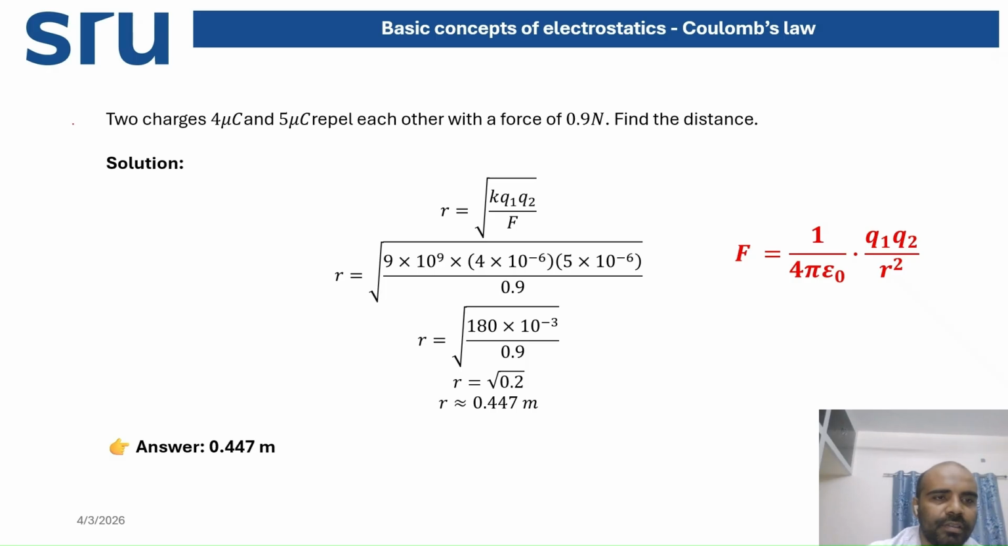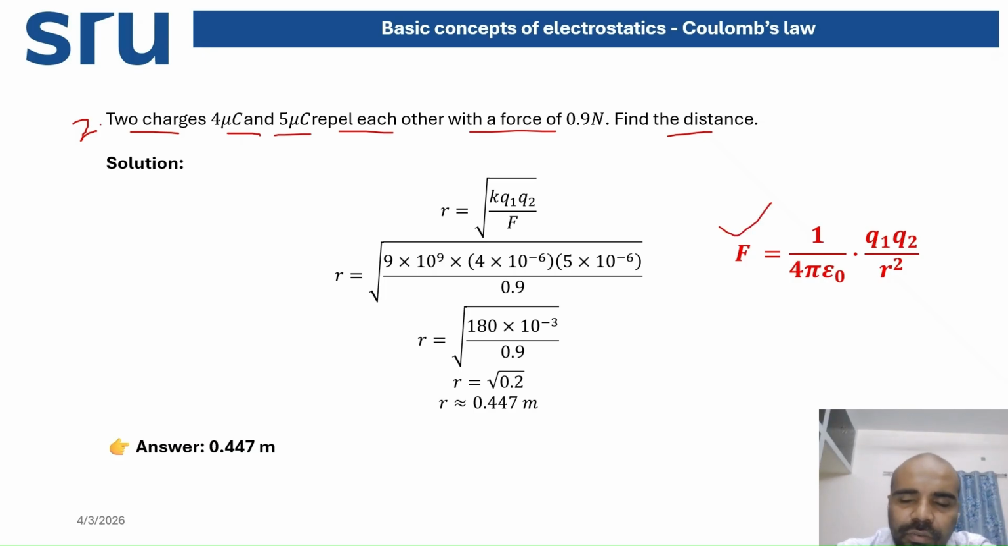So this is problem number 2, right? Here two charges, 4 microcoulomb and 5 microcoulomb, repel each other with a force of 0.9 Newton. Find the distance. So here there are two charges, 4 microcoulomb and 5 microcoulomb, which are separated by a distance. You need to find out this distance, and the force between them is repulsive in nature and has the magnitude 0.9 Newton, right?